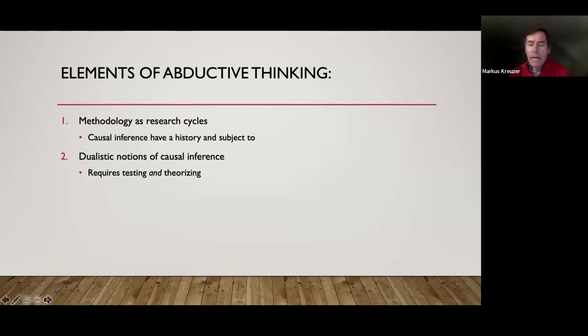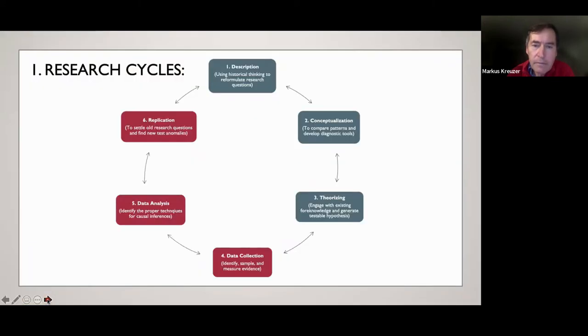So let me elaborate on these two elements of abductive thinking, first by looking at this idea of a research cycle. So what you have here is these six steps of a research process, right? So the three blue ones involve the more exploratory stages of research. The first one is the description. This refers to the type of historical thinking and the use of physical and historical time that I covered.